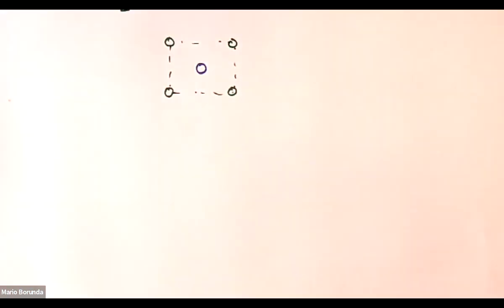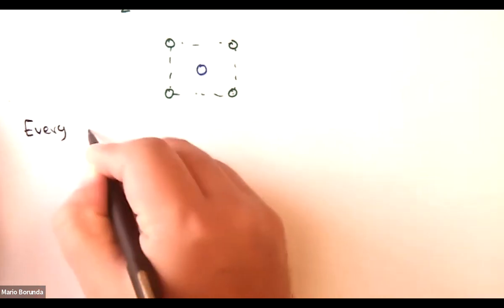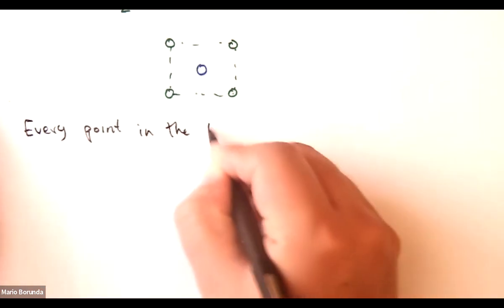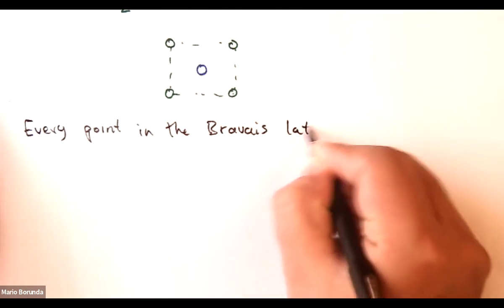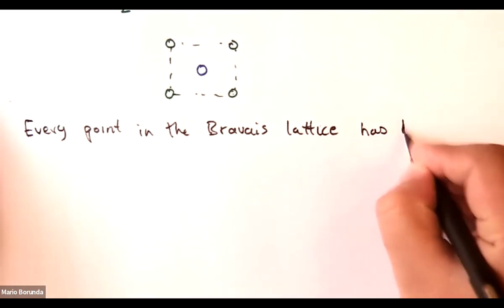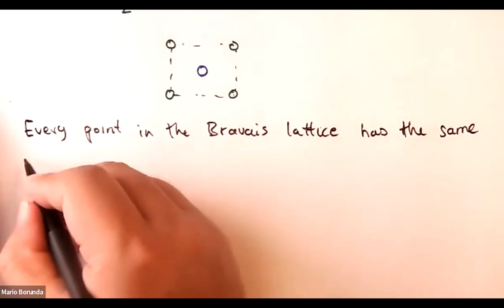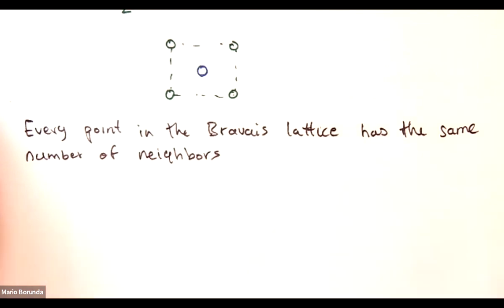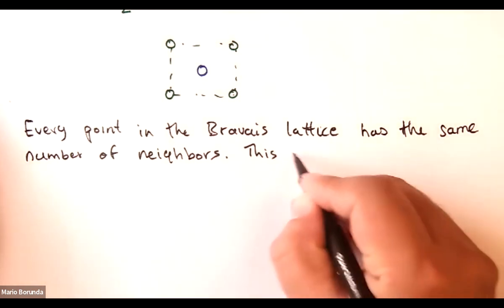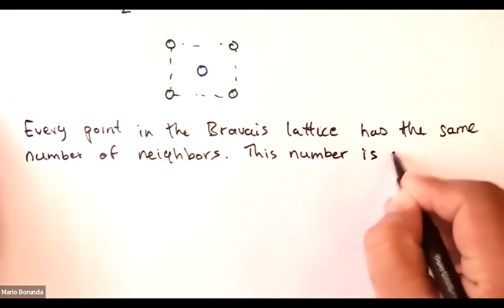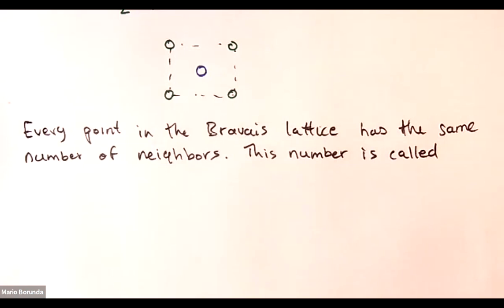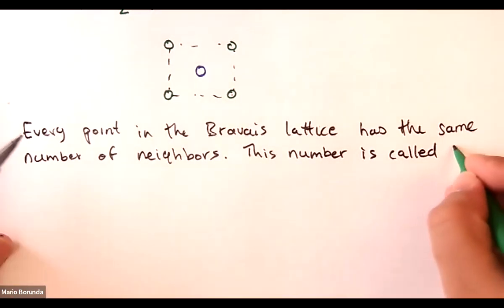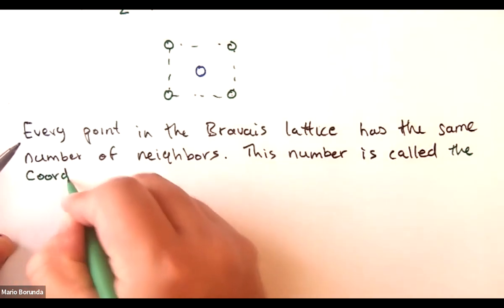Because it gives you, so every point in the Bravais lattice has the same number of neighboring points. And this number is called the coordination number.